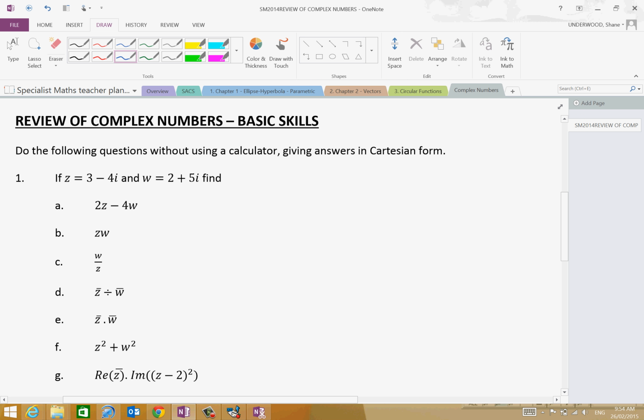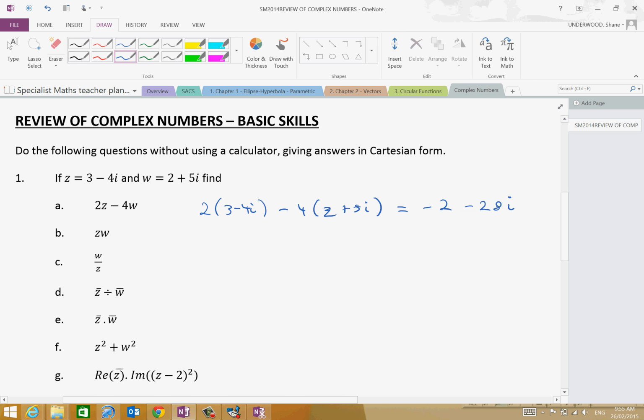2z minus 4w is 2, 3 minus 4i minus 4, 2 plus 5i. And I'm just going to equate, that's going to be 6 minus 8. So the real part's going to be minus 2. Just collecting real and imaginary: minus 8, minus 20. Is it minus 28i? Yes. Okay, good. That's how I would set it out.